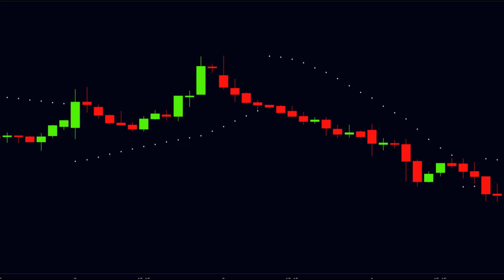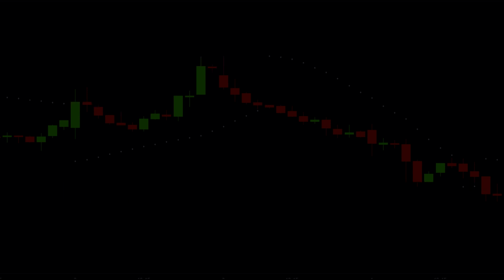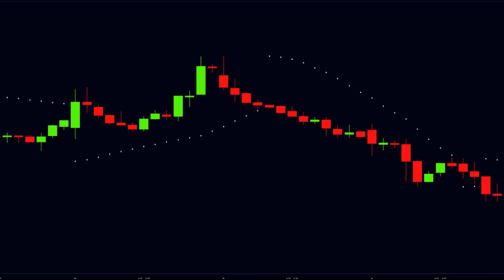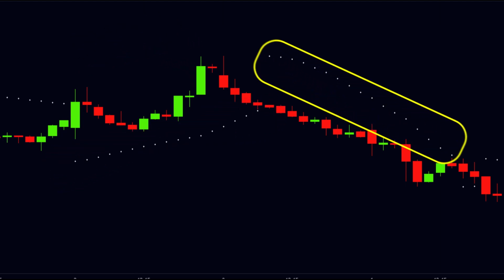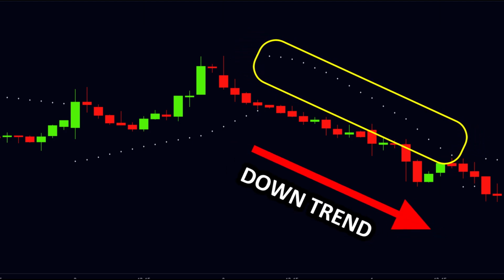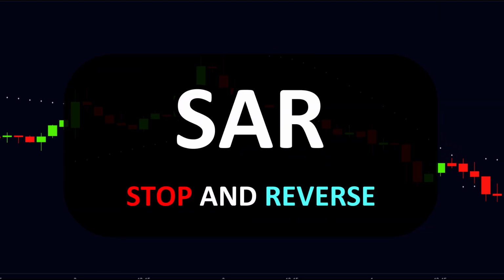Now let us understand our today's topic. Parabolic SAR is a trend-following indicator. It indicates the trend of the stock. Parabolic SAR is indicated as the series of the dots. If the parabolic SAR is below the price, then it is said that the stock is in the uptrend. Similarly, when the parabolic SAR is above the price, then it is said that the stock is in the downtrend. The meaning of SAR is stop and reverse.